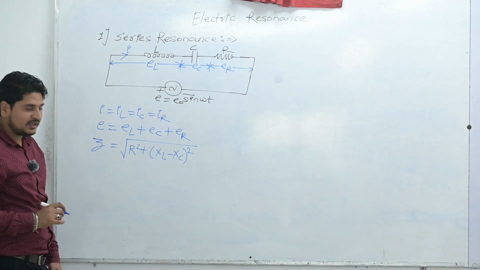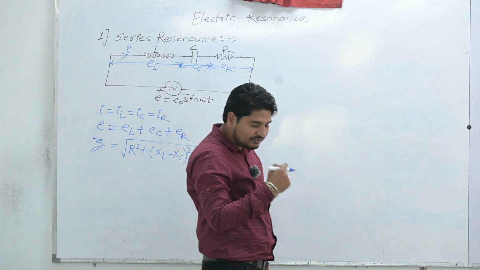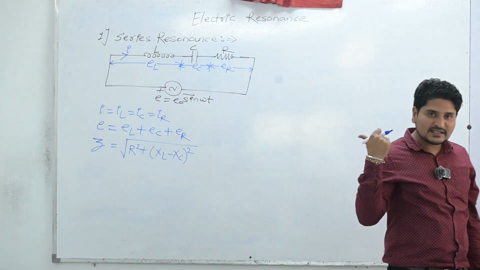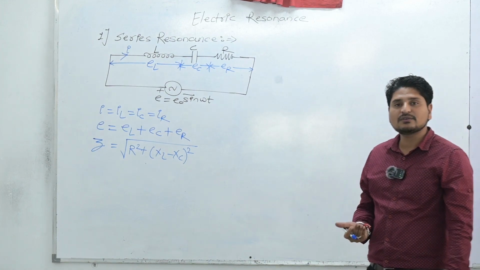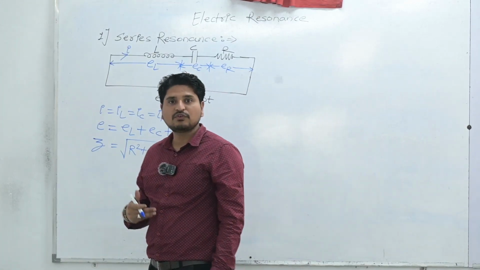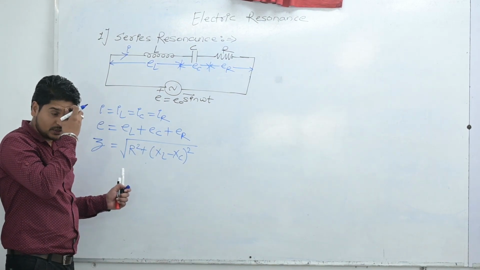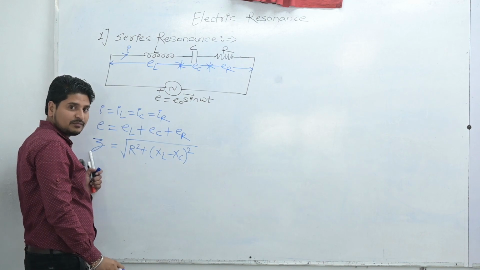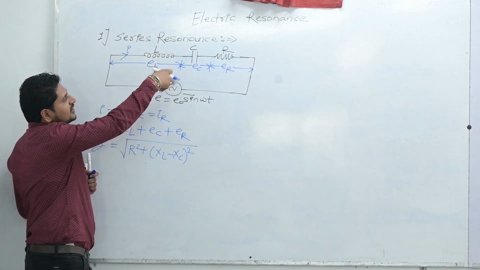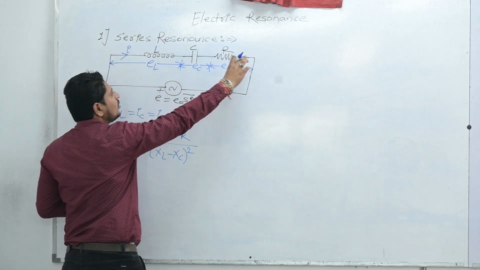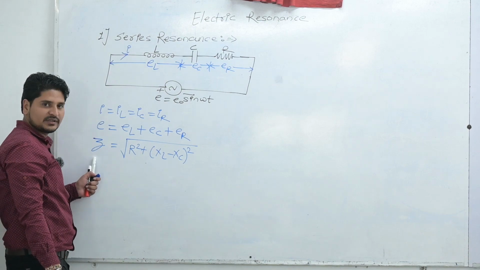So impedance is total resistance या total opposition offered by the series combination, by the series circuit to the current flowing through the circuit. So that is called as impedance. So what is our impedance? The impedance is the total opposition offered by the series combination to flowing the current through the circuit. So that is called as impedance.